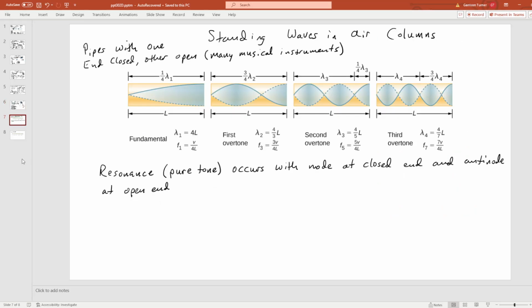So we now move to the issue of standing waves and air columns, right? And this is going to mirror standing waves on strings very, very closely. But why do we care about standing waves in air columns? Well, just like with standing waves on a string, you hear a tone when the standing wave is on the string, right? That's when you really hear tones.